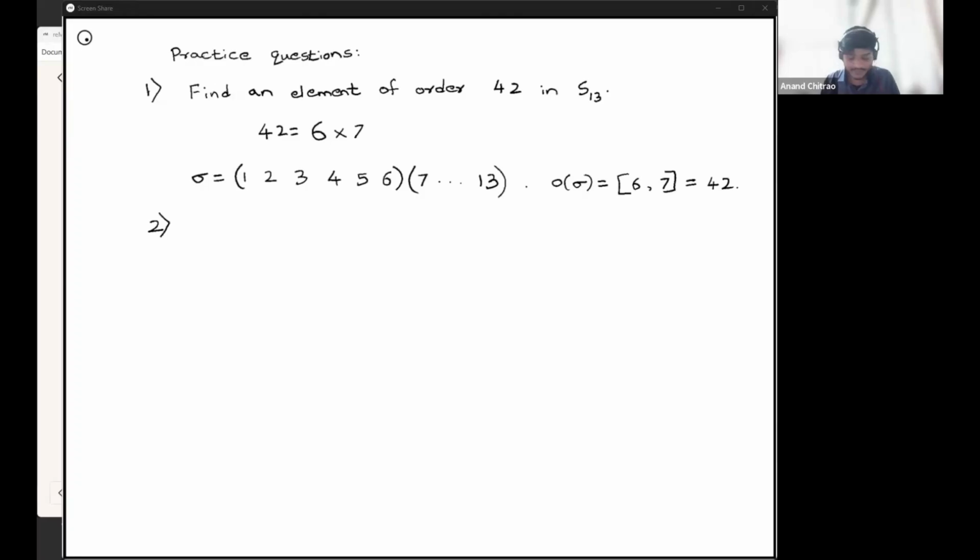Second, find an element of order 42 in S12. Is that possible?